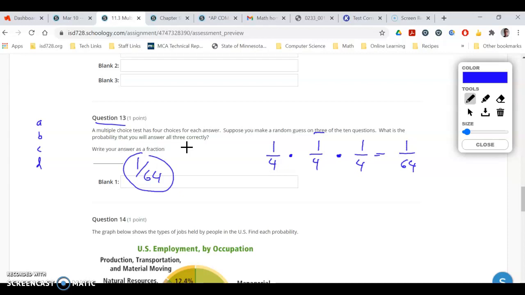The "or" would be much harder. The chances that you guess at least any one of these right, this one or this one or this one, that would be pretty different. But the "and", you just multiply them together and you get a pretty small number.